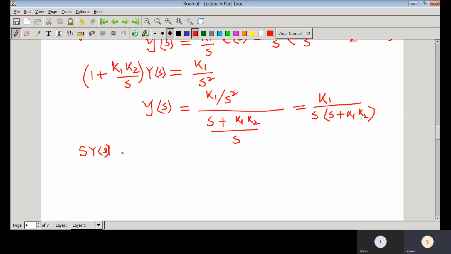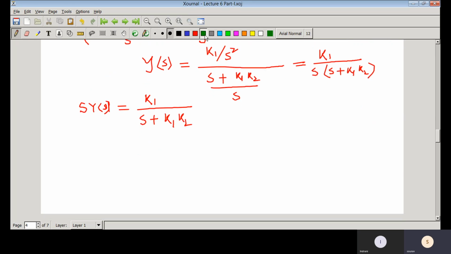Y(s) equals K1 divided by s plus K1 K2, and in this particular closed loop feedback control system, we have taken K1 and K2 to be positive. Since K1 and K2 are positive, from here you can see that the poles are on the left hand side of the S plane. That means this one is analytic.